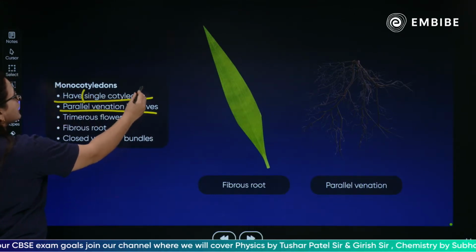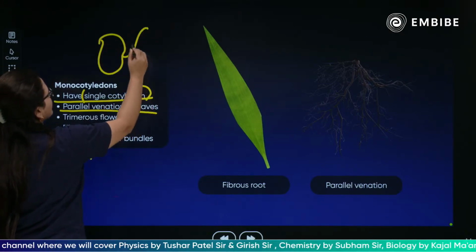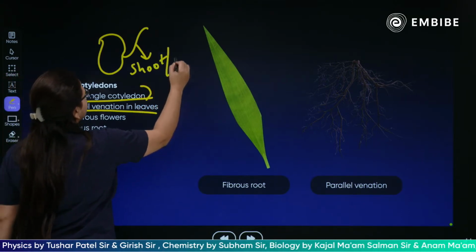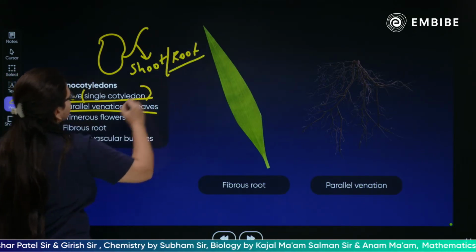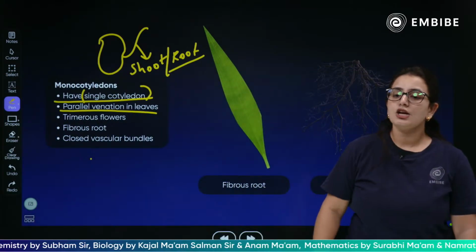What do you mean by single cotyledon? It means the seed has one cotyledon, and this one cotyledon will develop into the shoot as well as the root.